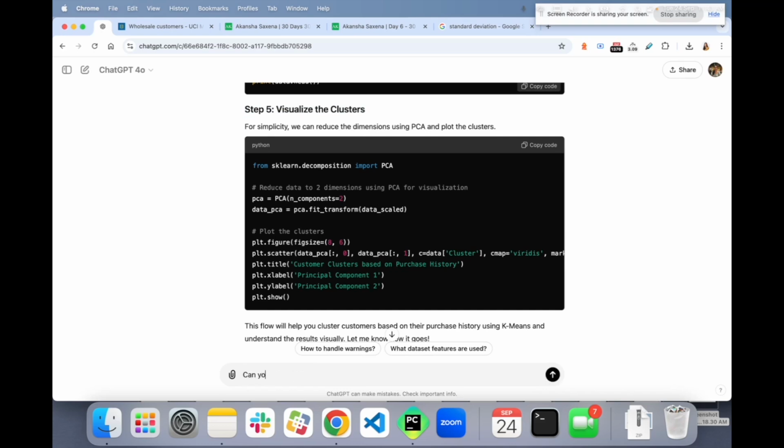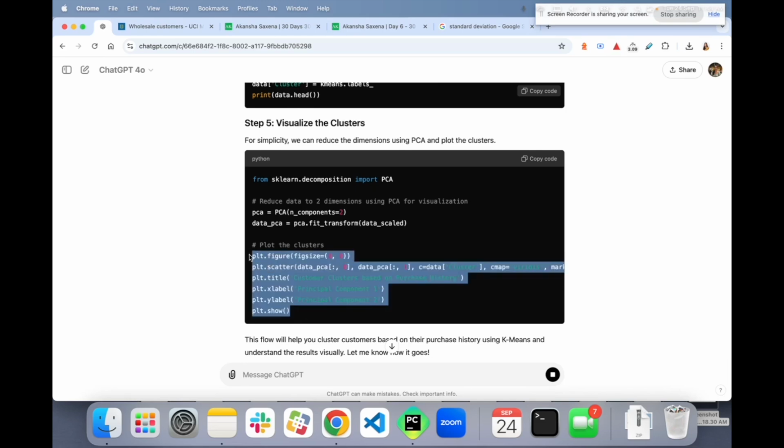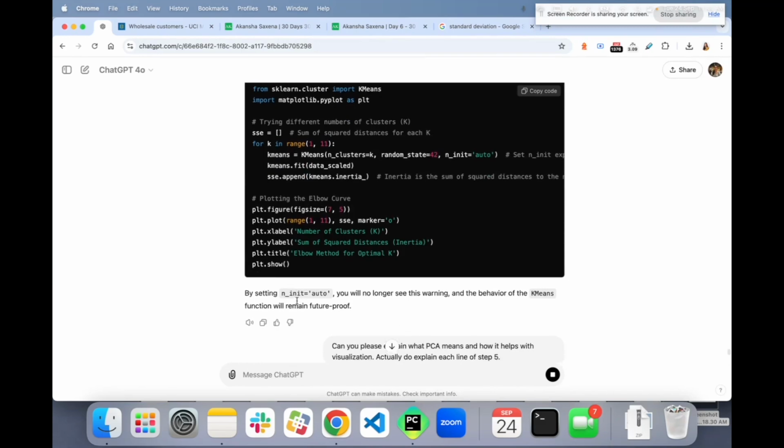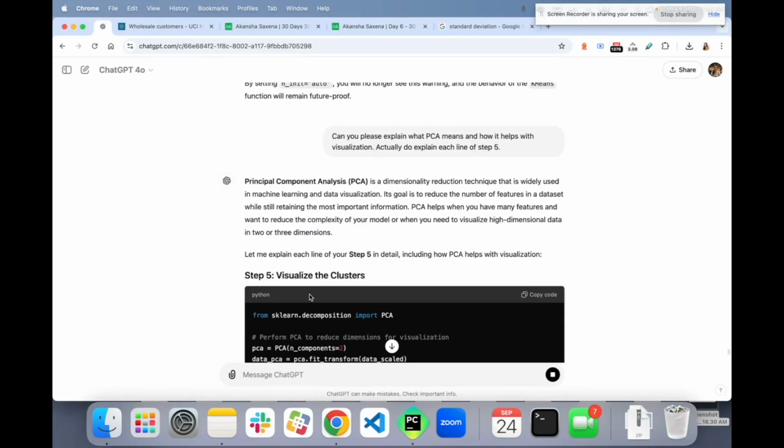I am going to ask ChatGPT: can you please explain what PCA means and how it helps with visualization? Actually, do explain each step of each line of step 5. So we are on the last step, but I do not understand what this PCA is used for, so we are going to understand that, and then we are going to plot the scatter graph to visualize how the clusters are looking. But let's understand what ChatGPT has to say here.